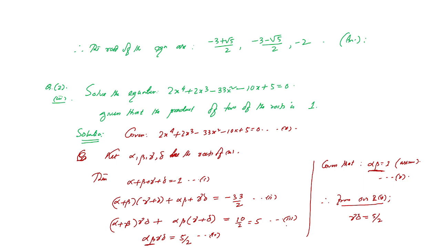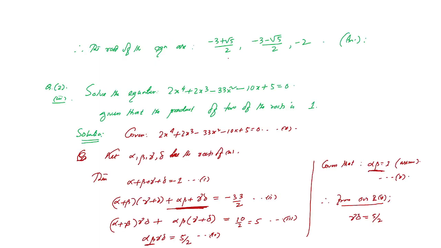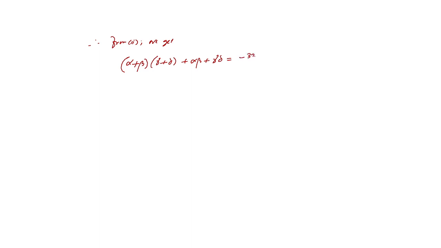So here you will see alpha plus beta and gamma plus delta. You just put the value of alpha beta and gamma delta in equation 2. So from equation 2 we get alpha plus beta into gamma plus delta plus alpha beta plus gamma delta. This value is minus 33 by 2.